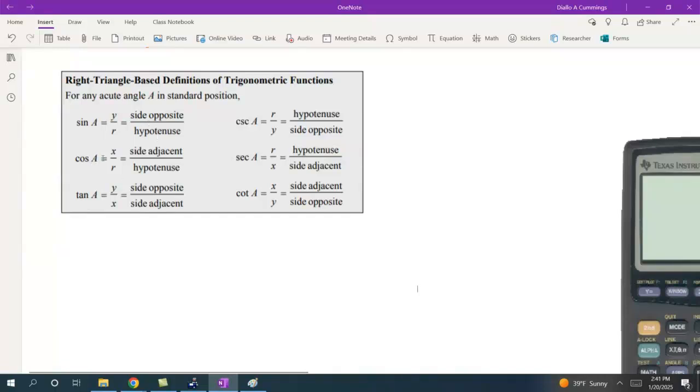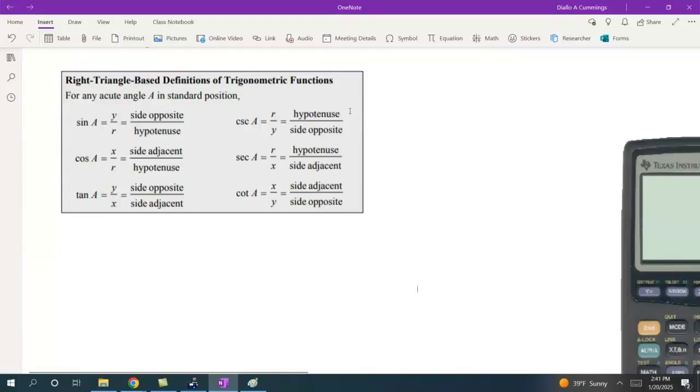The cosine of angle A is x over r, the adjacent over the hypotenuse, and the tangent of angle A is y over x, the opposite over the adjacent. So notice we still have the x, y, r relationships, but we've added this opposite, adjacent, and hypotenuse. So here's where that comes in.